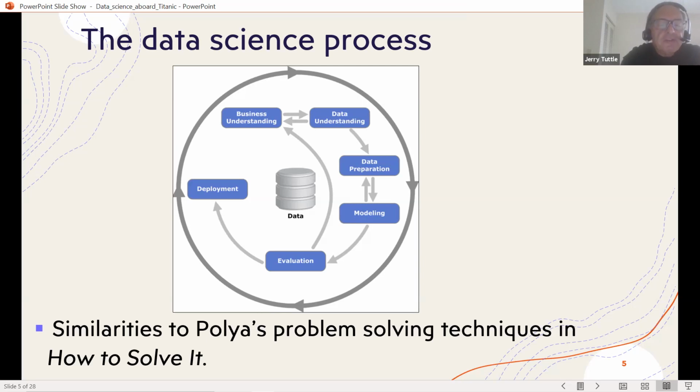And I thought about this. Hopefully a number of the faculty has a copy of Polya's How to Solve It, Techniques on Solving Math Problems. And I'm not sure that that's really terribly different than this process here.